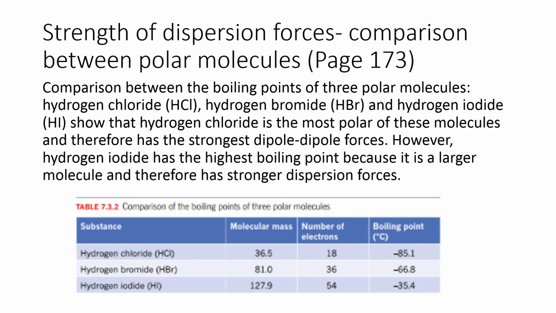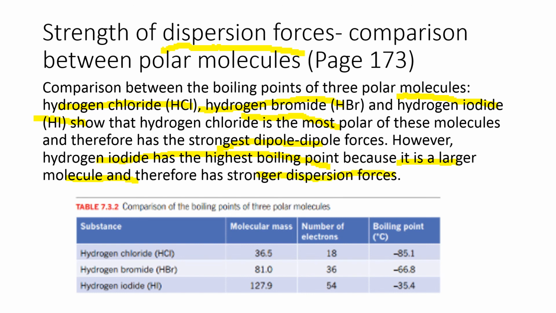Alright, we are almost there. So what this is saying is that we are comparing polar molecules. Let's say you are comparing hydrogen chloride, hydrogen bromide, and hydrogen iodide. Bear in mind, they do have something in common. They are polar molecules. They have a difference in electronegativity, and they do not form hydrogen bonding. Okay, they do not form hydrogen bonds. So in this case, hydrogen chloride is the most polar of these molecules, therefore it has the strongest dipole-dipole force. But hydrogen iodide has the highest boiling point because it is a larger molecule and therefore has a stronger dispersion force.